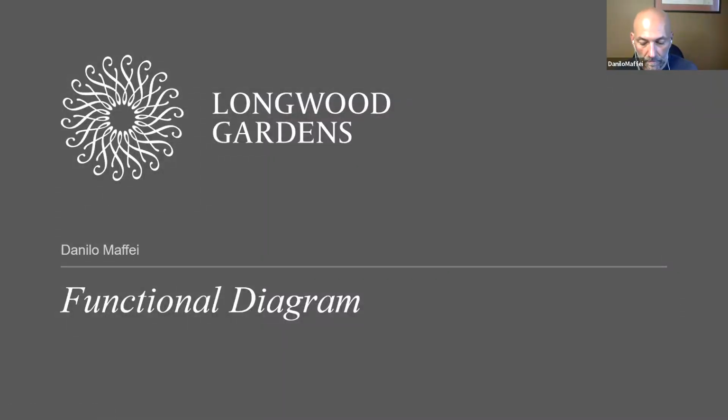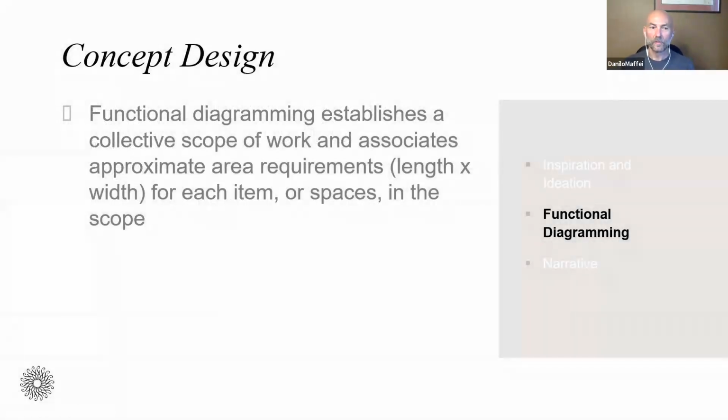So one more thing we're going to talk about is functional diagramming. So what are we talking about here? Functional diagramming establishes a collective scope of work and associates approximate area requirements for each item or the spaces in the scope. So what does this mean?